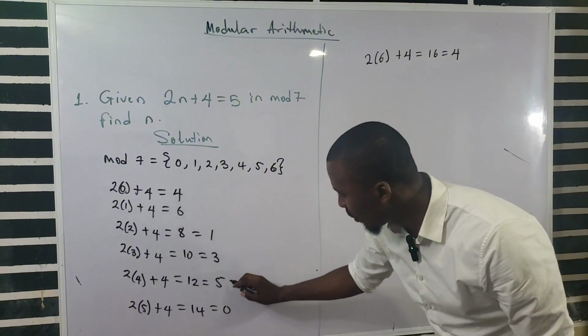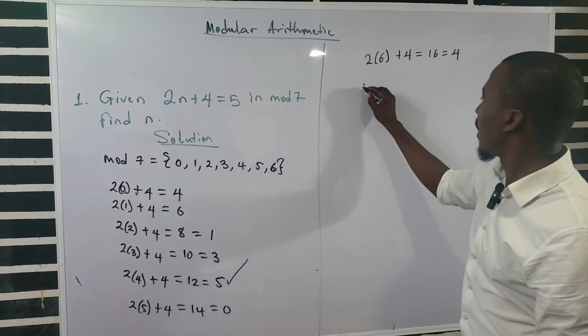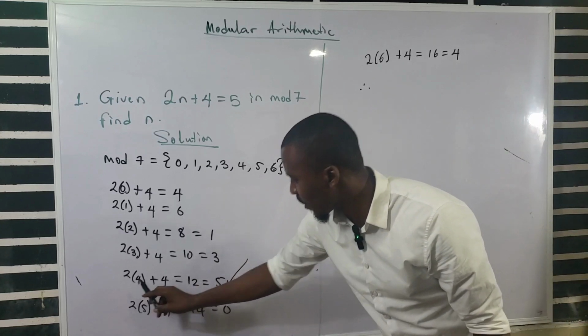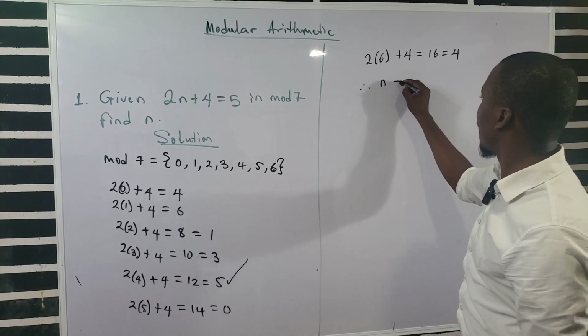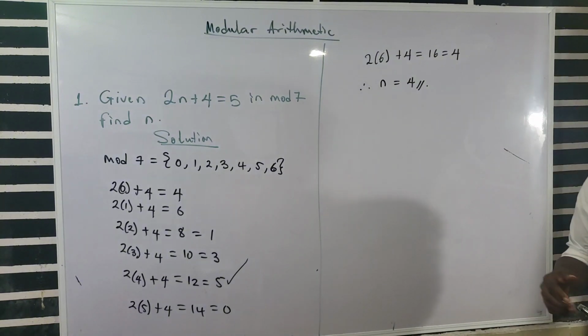So the only one that gave us 5 in modulo 7 is this. Therefore, what value of m do we put there? 4. m equals to 4. As simple as that.